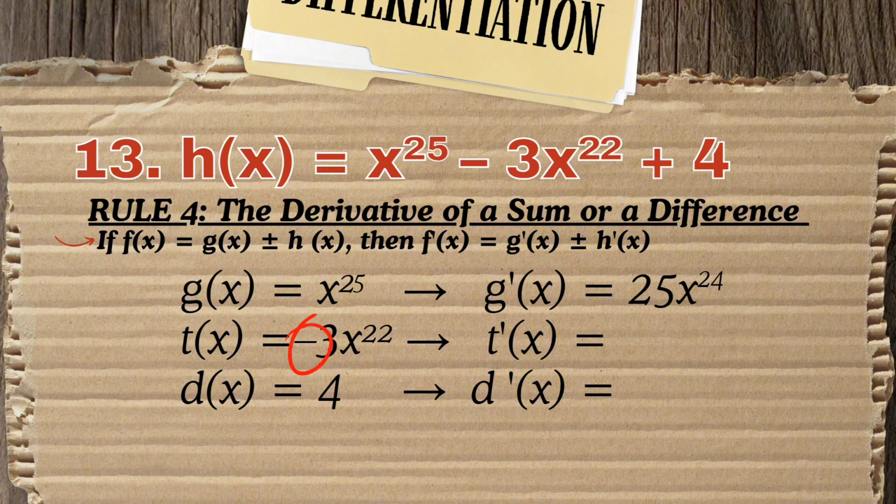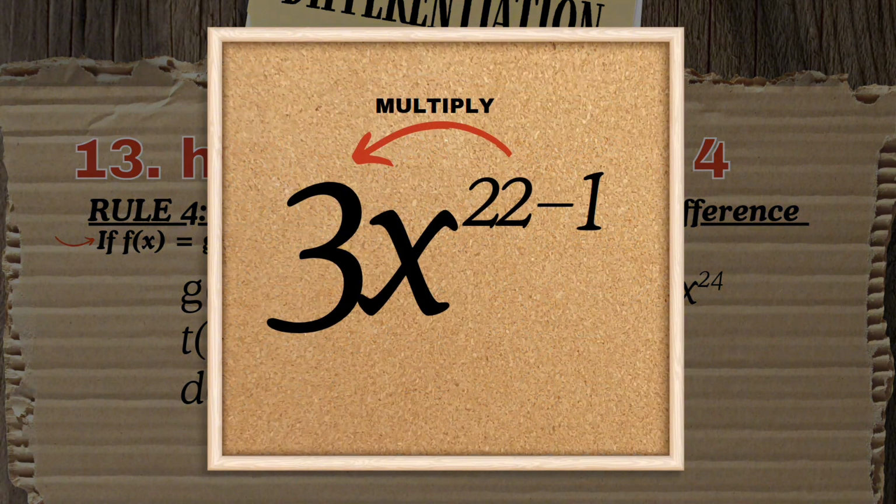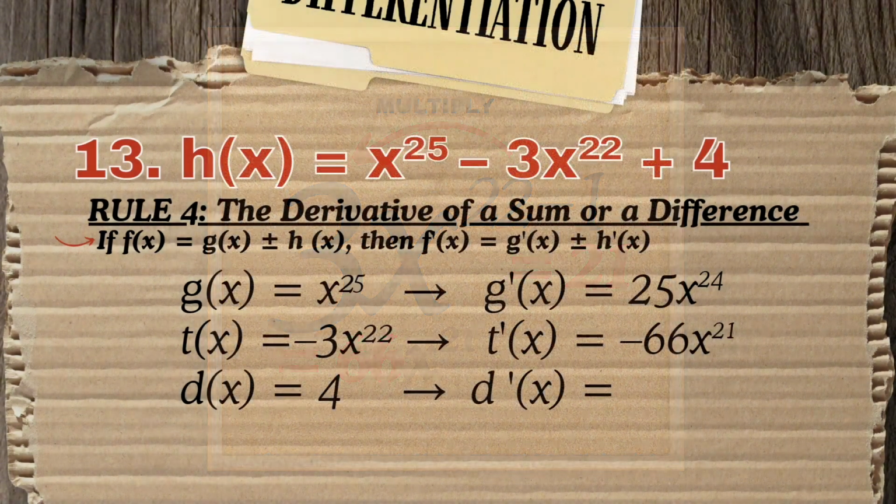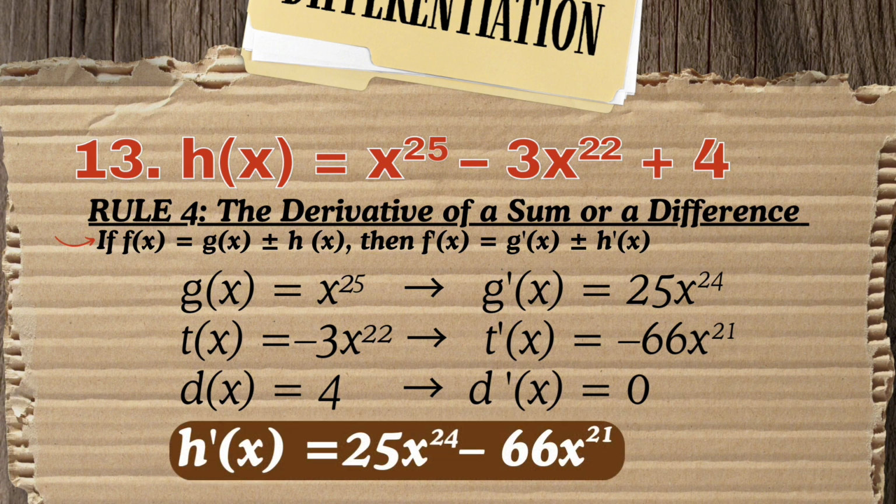Now, we're going to find the derivative of 3x raised to 22. Same process sa nauna. Ita-times ang exponent na 22 sa numerical coefficient, which is 3. So, 22 times 3, that is 66. Then, copy the x, and babawasan ng 22 ng isa, it will be 21. So, since ang derivative ng 4 is 0, since constant na siya, this will be our final answer. H prime of x is equal to 25x raised to 24 minus 66x raised to 21.